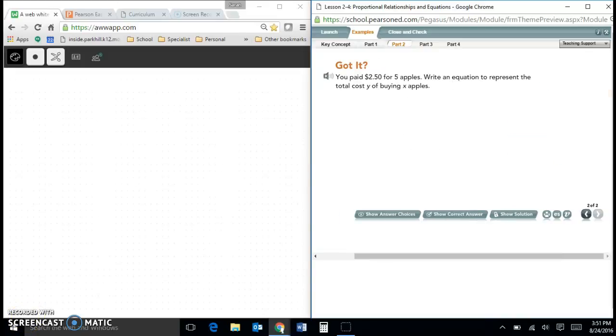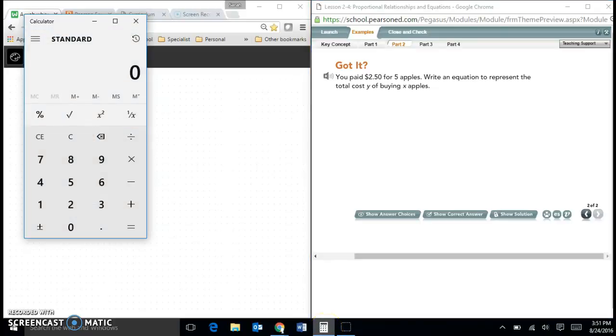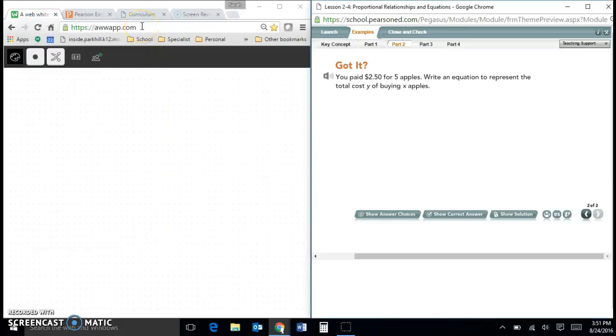All right, for your next part of part 2, you got it. You paid $2.50 for 5 apples. Again, that's not a unit rate. Let's figure out what 1 apple cost. So $2.50 divided by 5, one apple would be 50 cents. Okay, now we have our unit rate. So now we can write the equation.